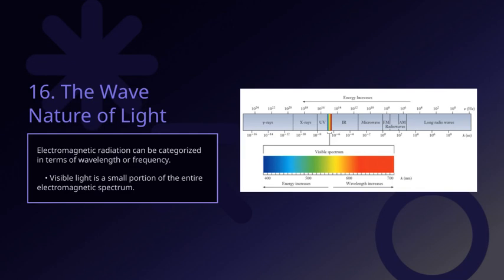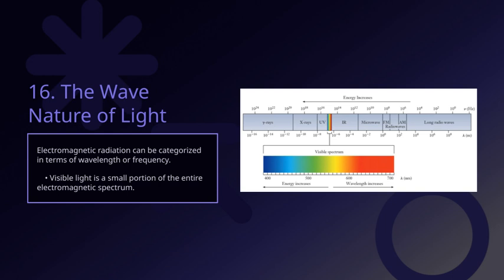Visible light is actually just a small part of the entire electromagnetic spectrum. When we think about electromagnetic radiation, it's useful to categorize it based on either wavelength or frequency. This helps us understand the different types of radiation and their properties.